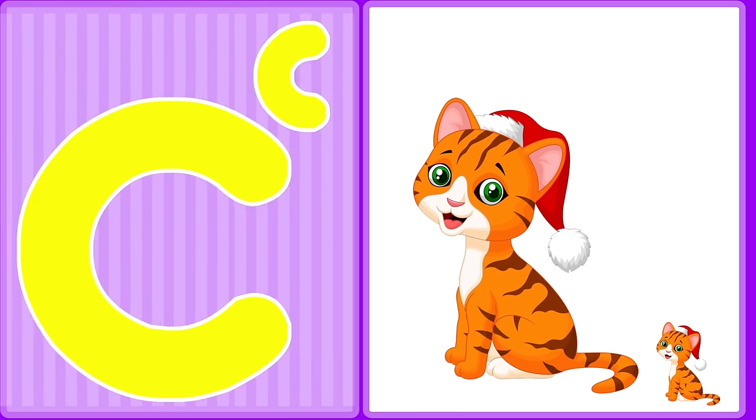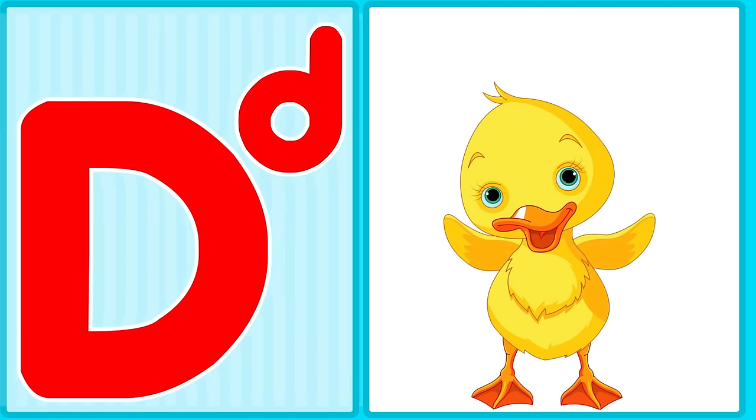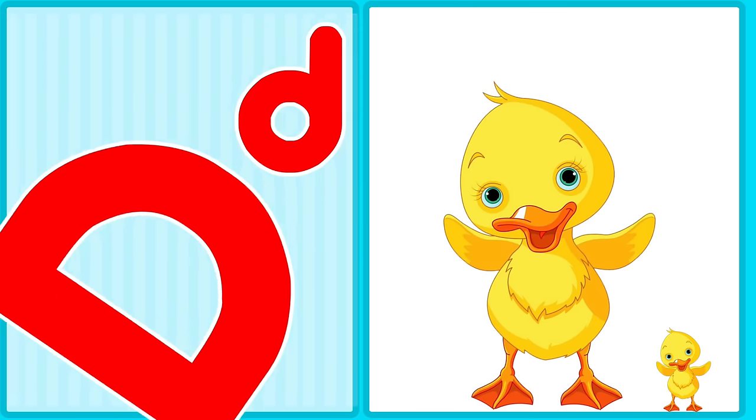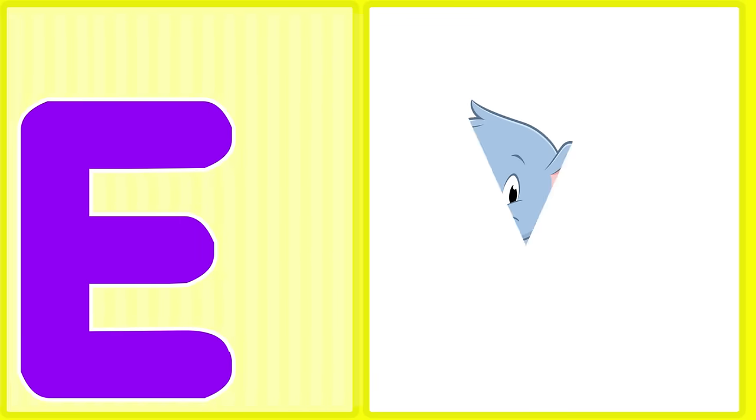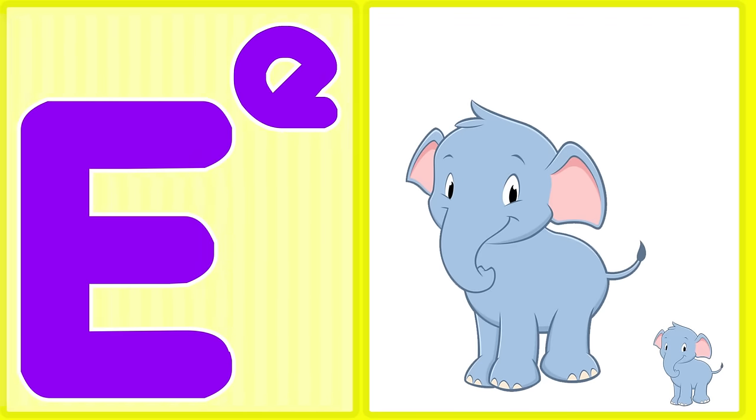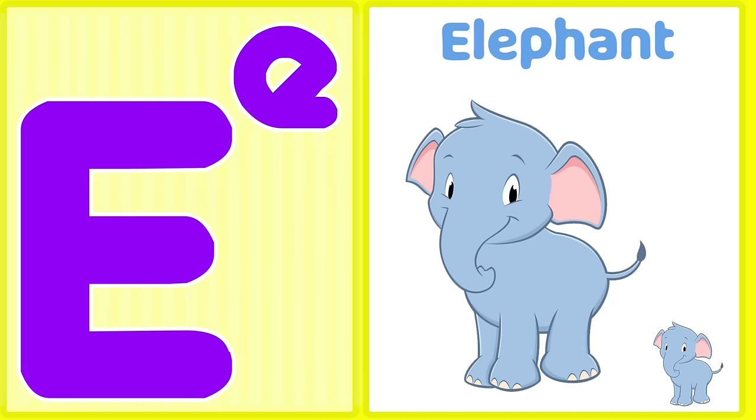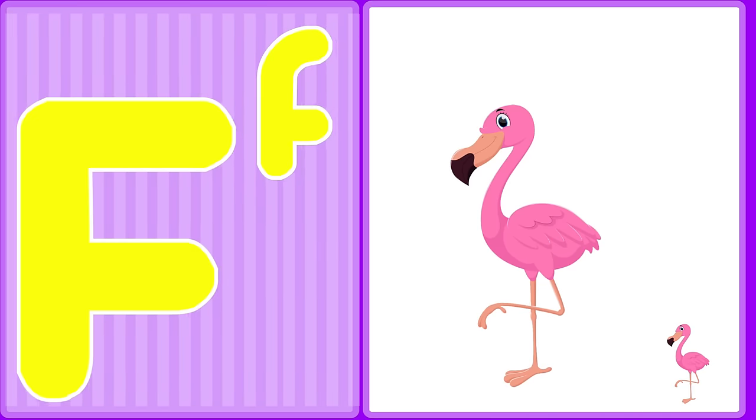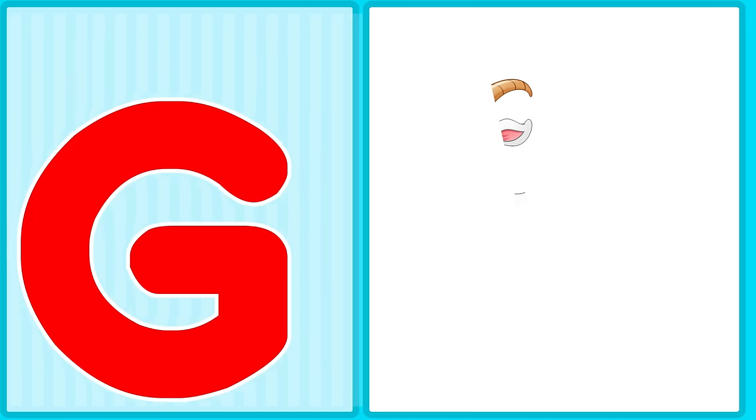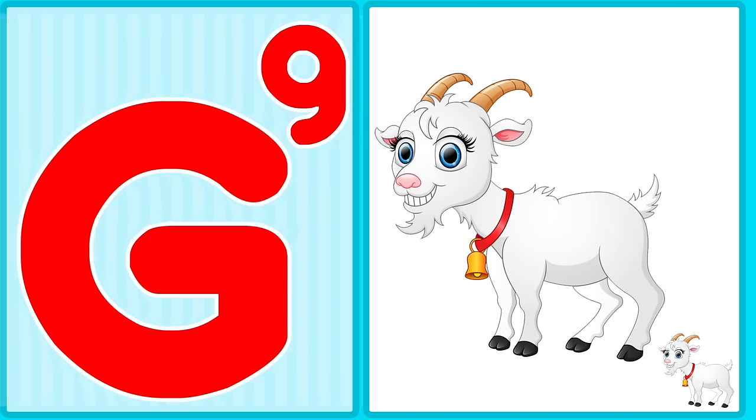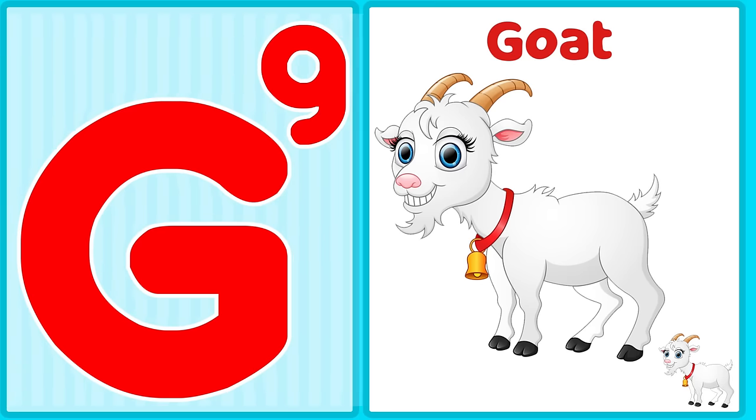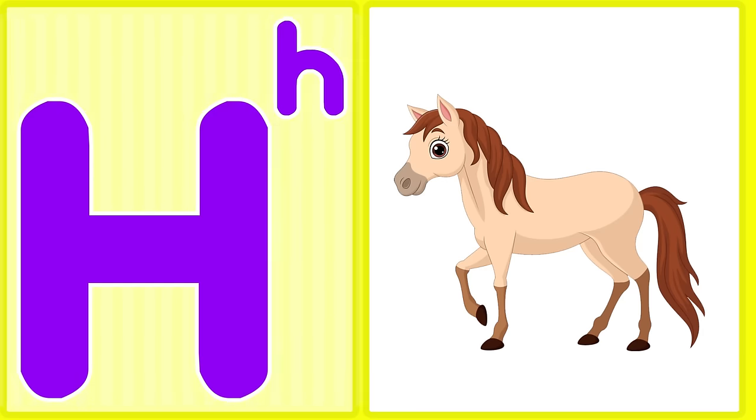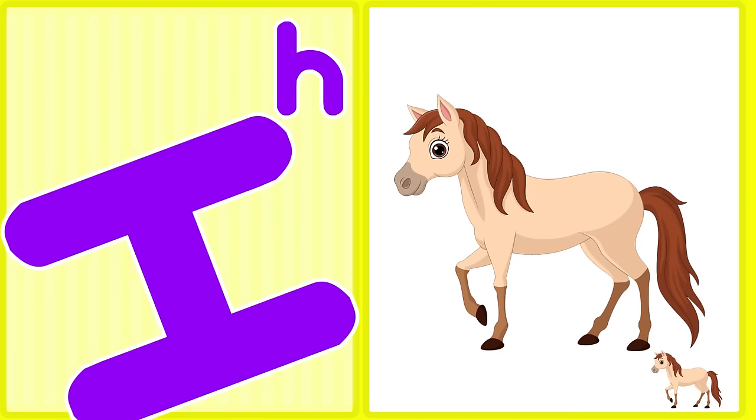Cat, c, cat. D is for duck. D, duck. E is for elephant. G, goat. H is for horse. H, h, horse. I is for iguana.